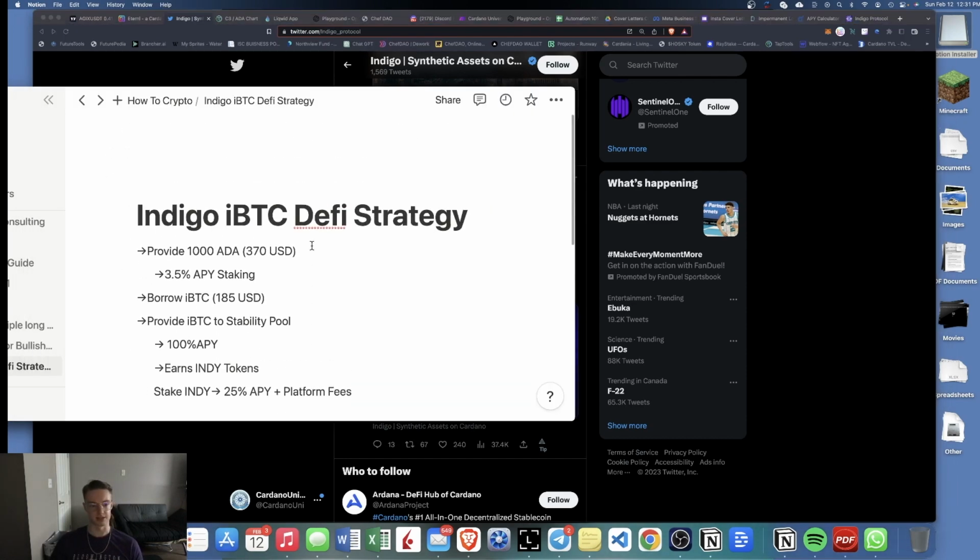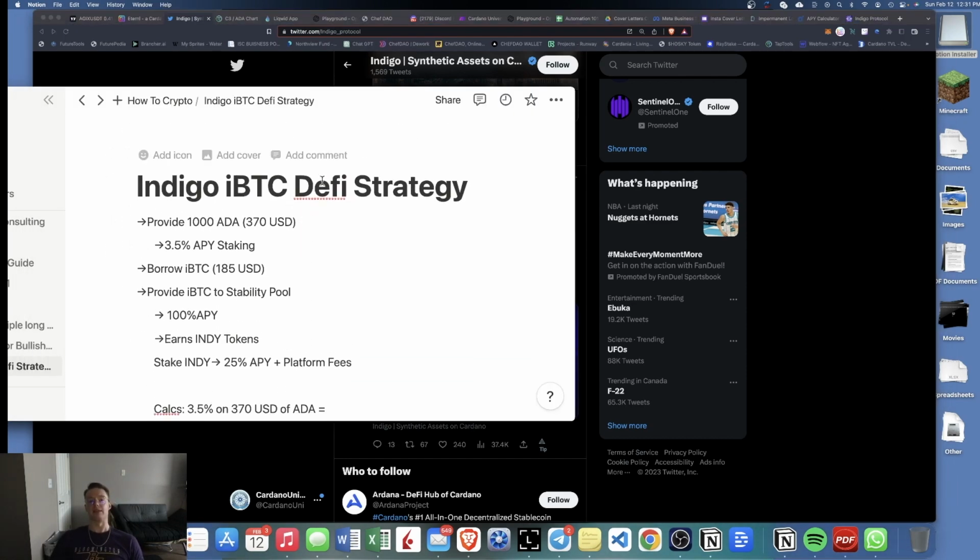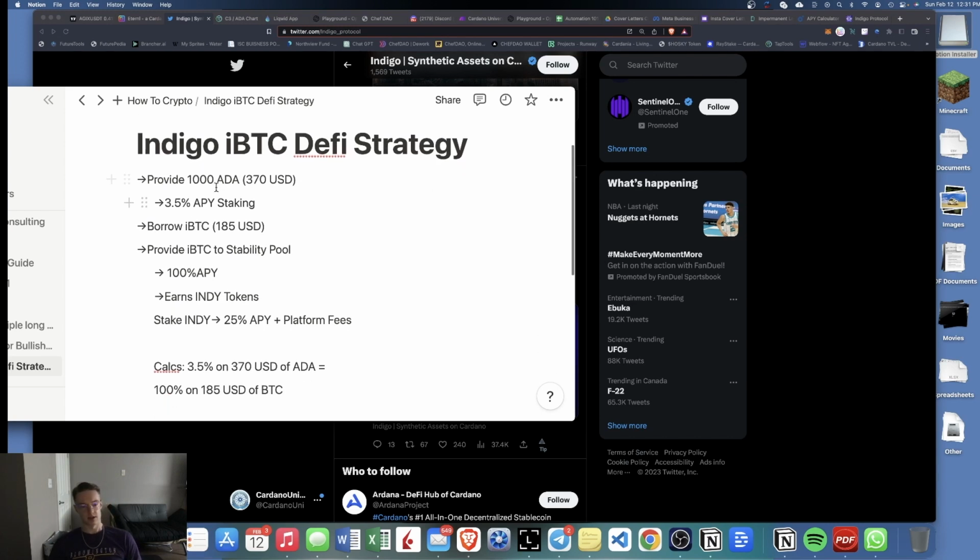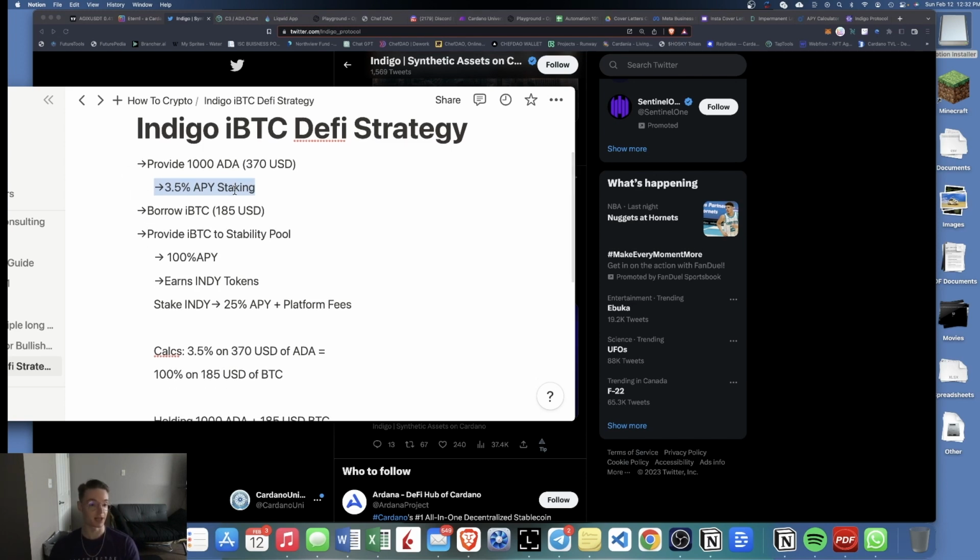So let's go over what I just did. This is the Indigo iBTC DeFi strategy. I provided 1,000 ADA, which is $307 US, and this ADA is going to earn our staking interest. So that is sweet, you're not giving up your staking interest. It's like holding the ADA, right? But it's in the platform, so there are more risks associated with it.